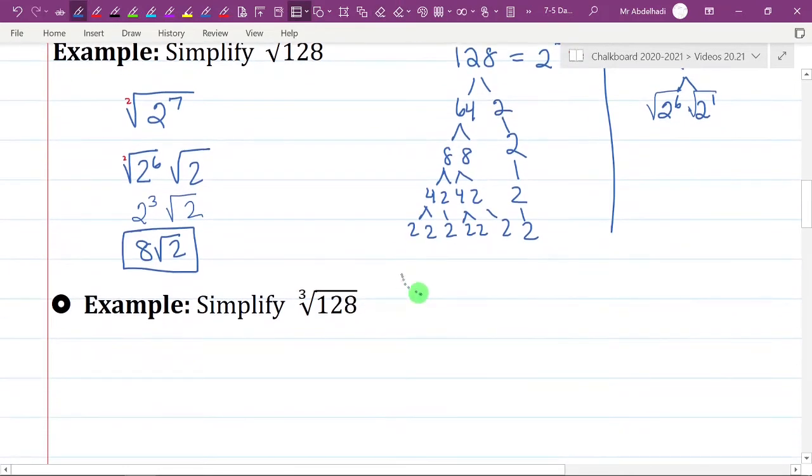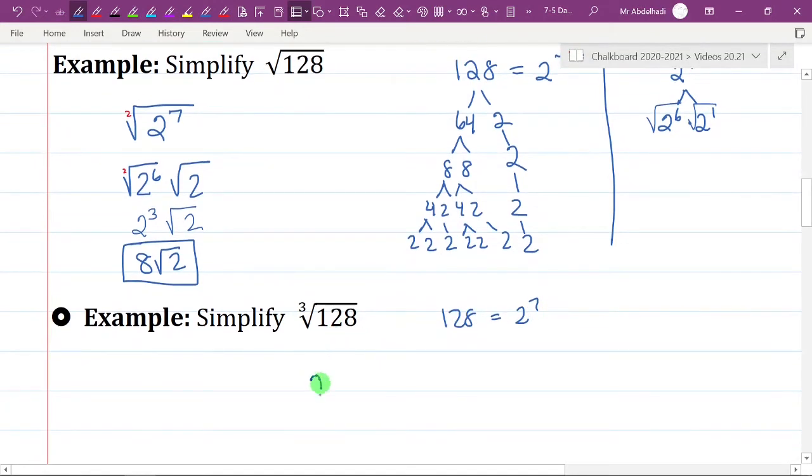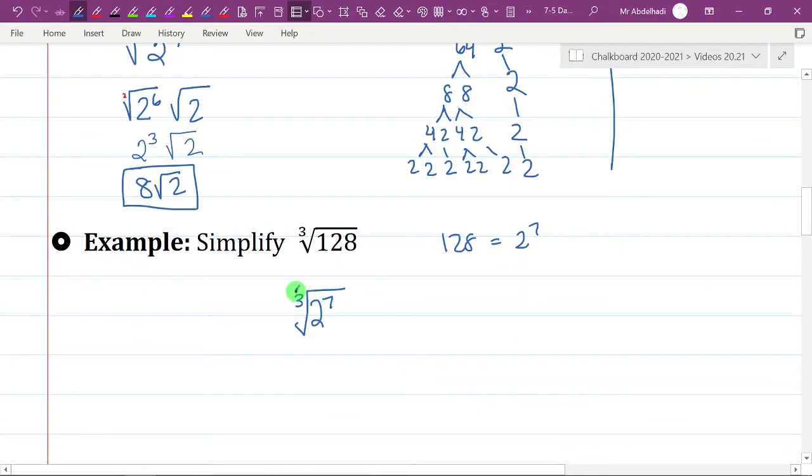You're going to make a factor tree. Now we already made the factor tree for 128. We already know it's 2 to the 7th power. So we can save a little time here. 128 is 2 to the 7th power. So just take your 2 to the 7th power and take the cube root of that instead of taking the cube root of 128. Does 7 divide by 3?